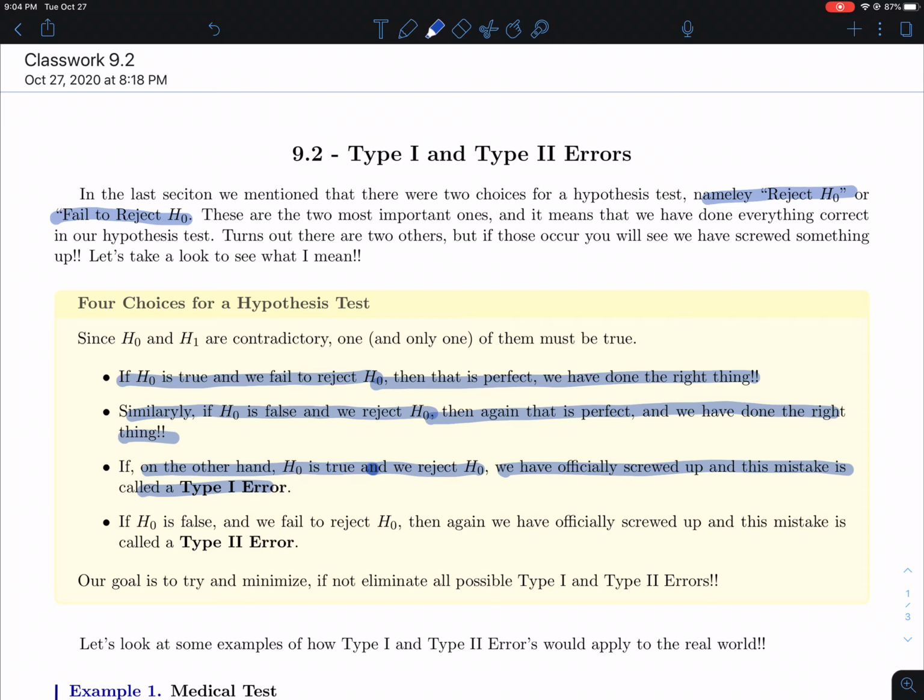That would be an example of someone making a type 1 error, maybe not even blatantly. And a type 2 error is when H naught is actually false, and then we decide not to reject H naught in this case. So again, we've officially screwed up, and the mistake is called a type 2 error.